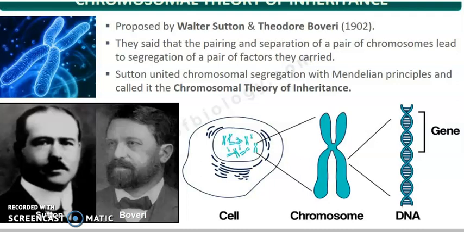The important thing to know here is that chromosomes as well as genes will always occur in pairs, and the two alleles of a gene pair are located on homologous sites on homologous chromosomes, right? So two alleles of a gene pair are located on the homologous sites on homologous chromosomes.